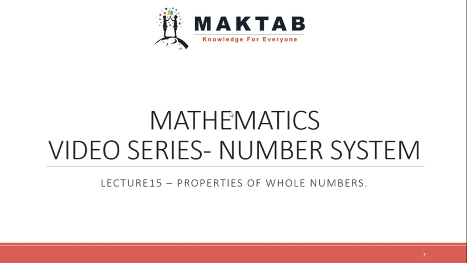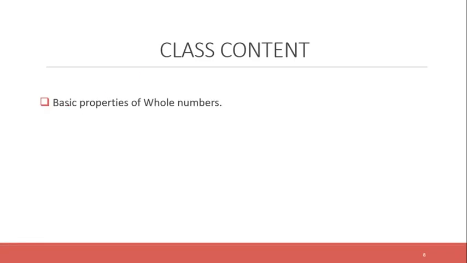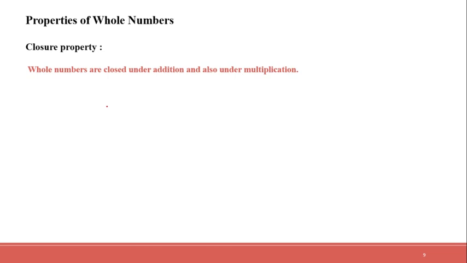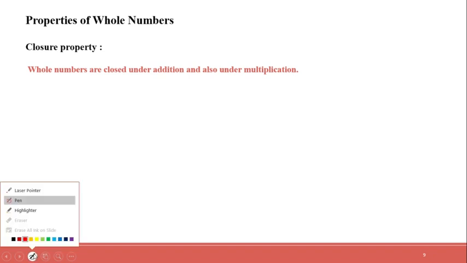In this lecture, we will learn about the properties of whole numbers. Today we'll focus on the basic properties of whole numbers. Coming to our first property, the first property of whole numbers is the closure property. That means whole numbers are closed under addition and also under multiplication.